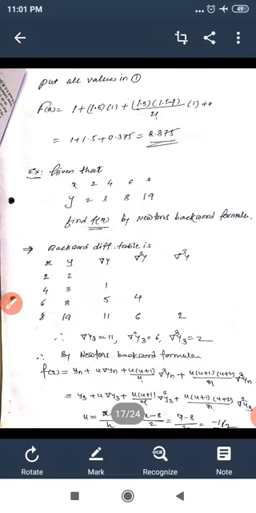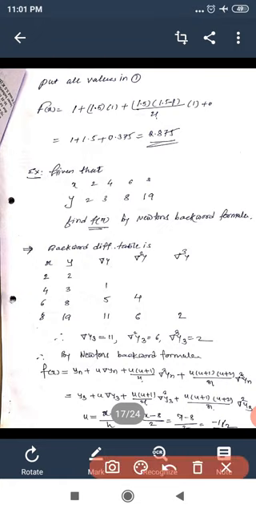Now here u is equal to x minus x3, the final value, upon h. So x minus 8 upon 2. We have to calculate f of 7, so x is equal to 7, and 7 minus 8 upon 2, that is minus 1 by 2. So here u is equal to minus 1 by 2.